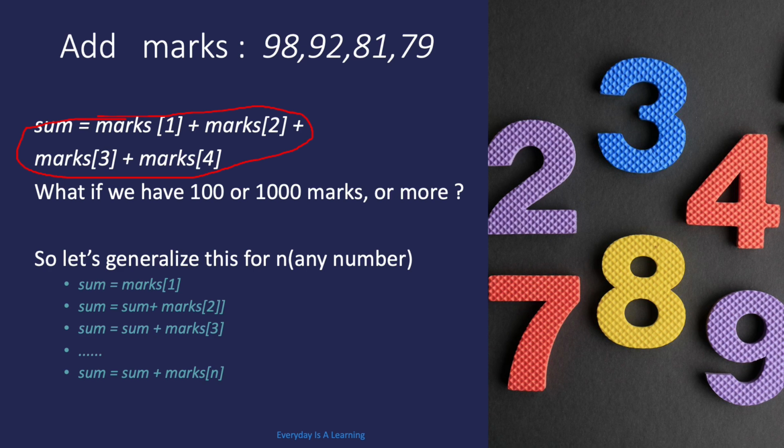So that means we need to generalize and get an easier way to get the sum. We would start with 98, and we would add 92 to 98 and 81 to 98, etc. So let's write our pseudocode in a similar way. Our first sum is marks 1, and to that we want to add marks 2, and to that marks 3, etc. up to marks n. N is any number.